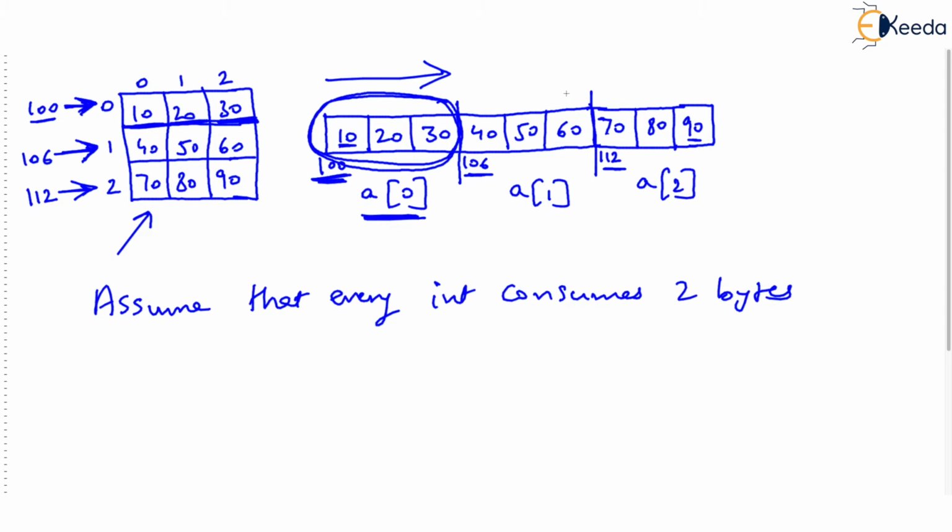And what if you want the base address of this one-dimensional array, which is the first one-dimensional array? This was 0th, this is first. Simple, you just write A[1] and you will get 106. Similarly, A[2] will give the base address of this one-dimensional array. So please try to understand, we have 3 one-dimensional arrays. 10, 20, 30 is one one-dimensional array, 40, 50, 60 is the other, and 70, 80, 90 is also a one-dimensional array.